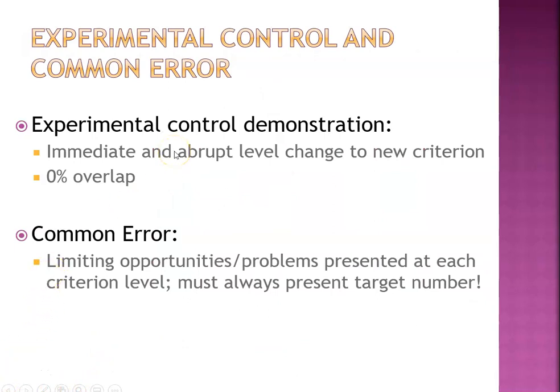You establish experimental control when you have immediate and abrupt level changes at each criterion with 0% overlap. You want to combine this with a multiple baseline design, a return to a previous criterion level, or a return to baseline. These are all ways to increase that experimental control. But don't fall into the common error of limiting the opportunities at each criterion level just to ensure that it looks like a stepwise change. They must always be able to meet the target number.